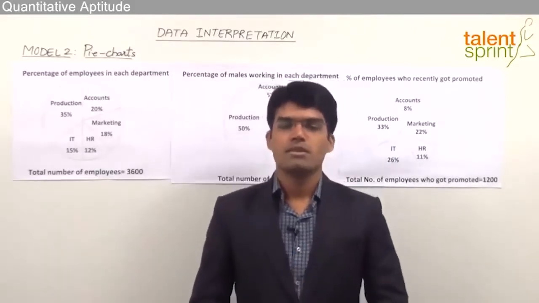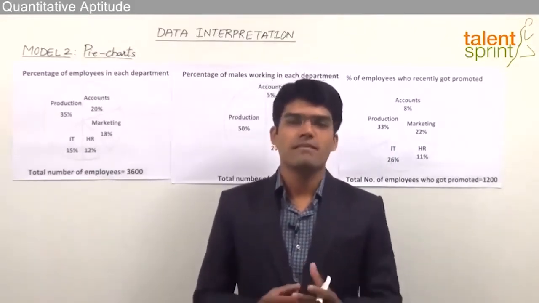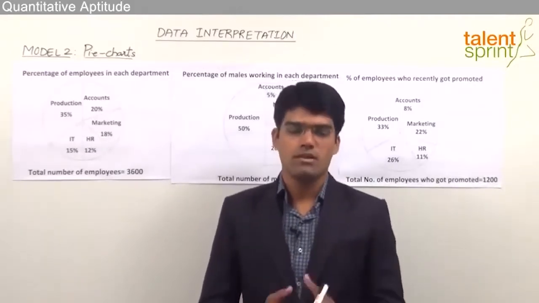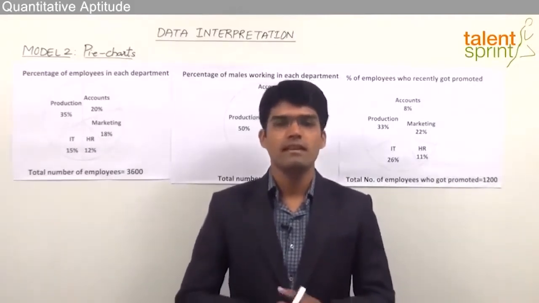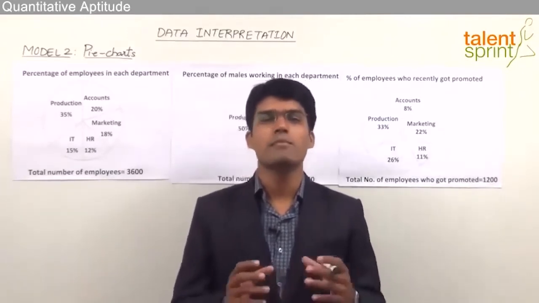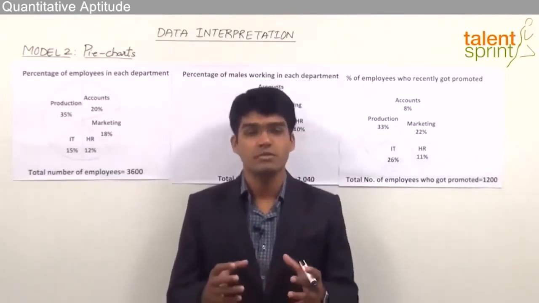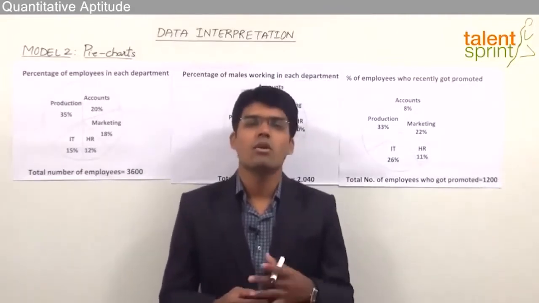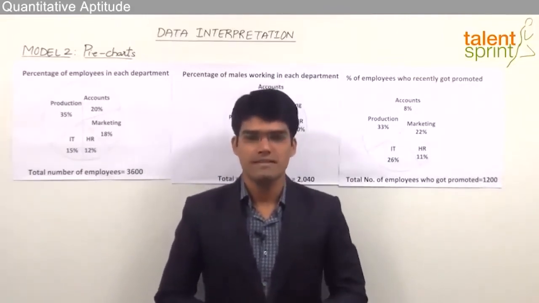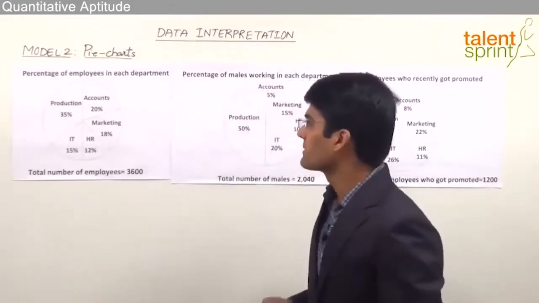pie chart. Questions from data interpretation may have a single pie chart or 2 pie charts or sometimes 3 pie charts. Here we shall discuss an example based on 3 pie charts. And it is obvious that if we are able to solve a question with respect to 3 pie charts, solving for 2 or 1 pie chart becomes relatively very easy. So let's look at the question here.